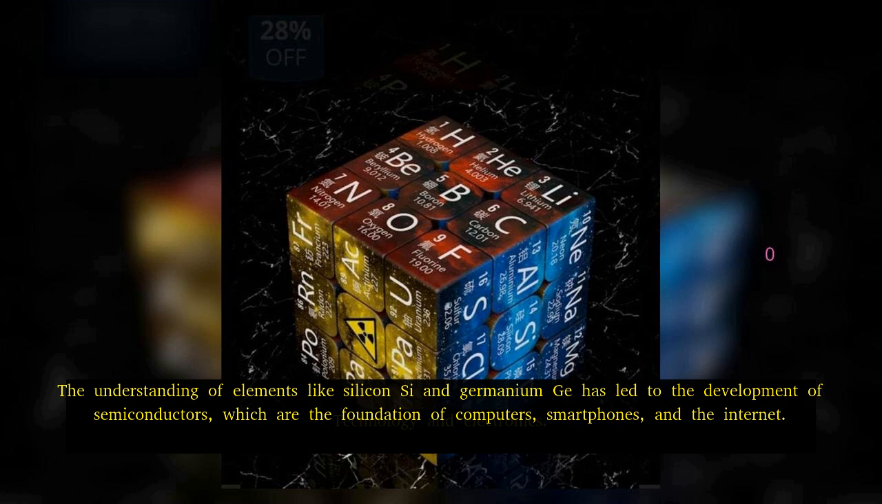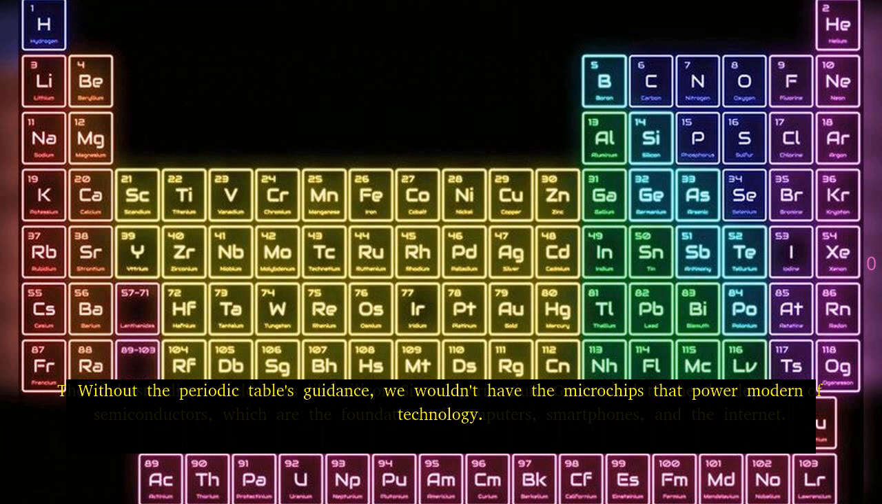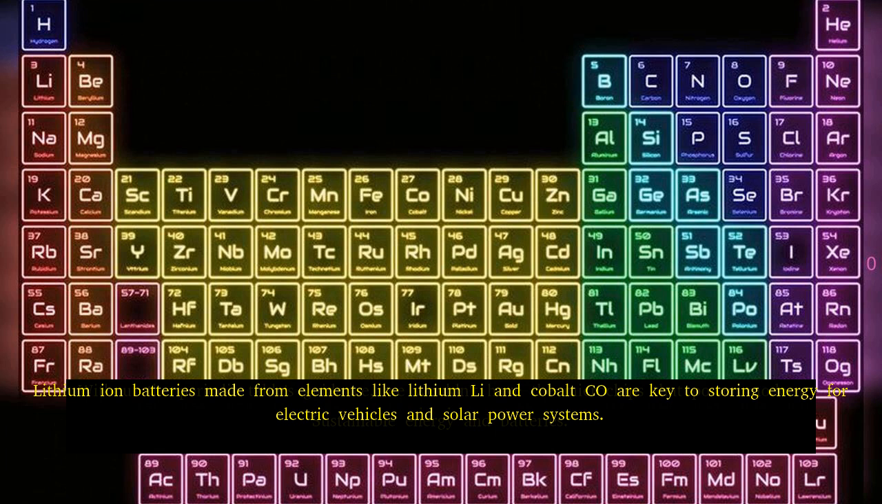Technology and electronics: the understanding of elements like silicon (Si) and germanium (Ge) has led to the development of semiconductors, which are the foundation of computers, smartphones, and the internet. Without the periodic table's guidance, we wouldn't have the microchips that power modern technology.